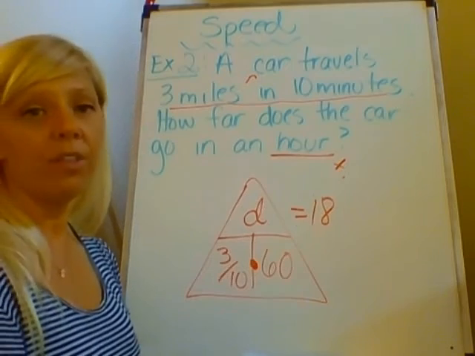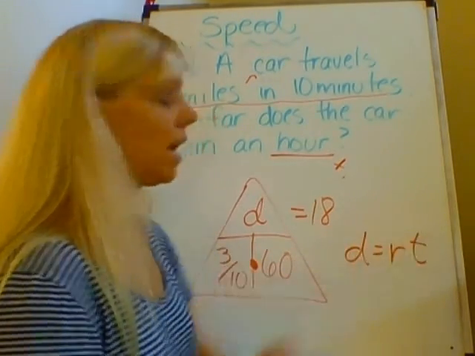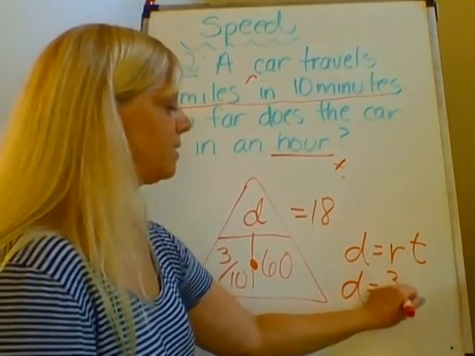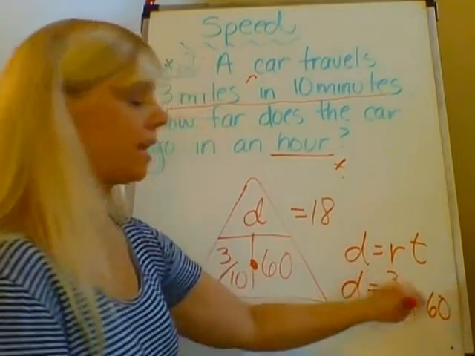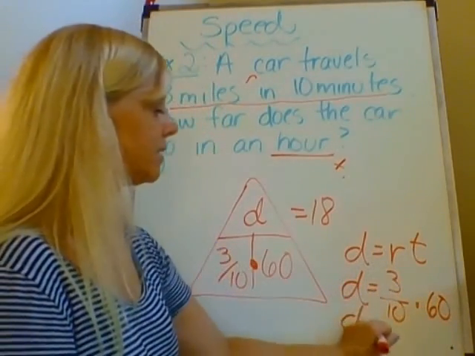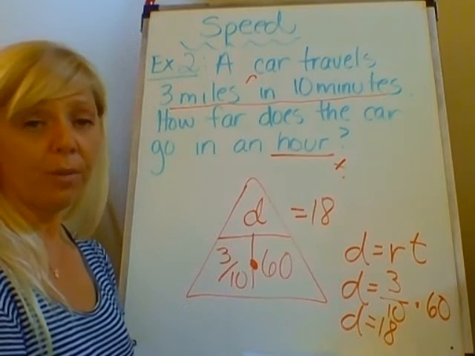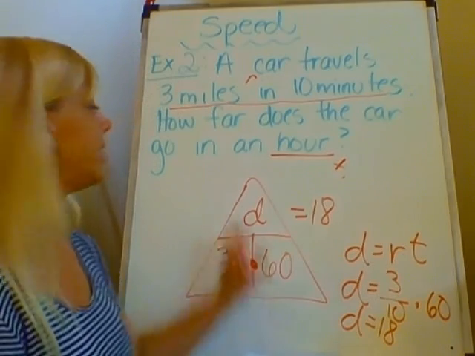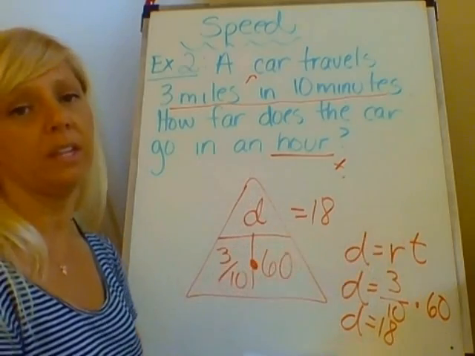All right, if I'm working with my equation, distance equals rate times time. So again, my rate is 3/10, my time is 60, and I multiply, and my distance is 18 when I solve that problem. So there are my three different ways that I can find speed: using a double number line, using my little pyramid that's a visual, or using the equation.